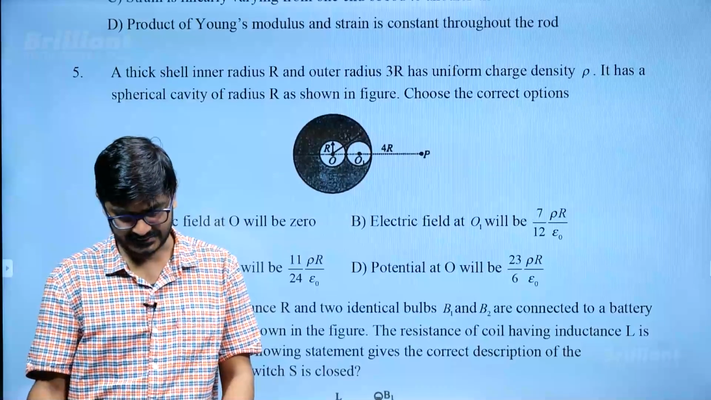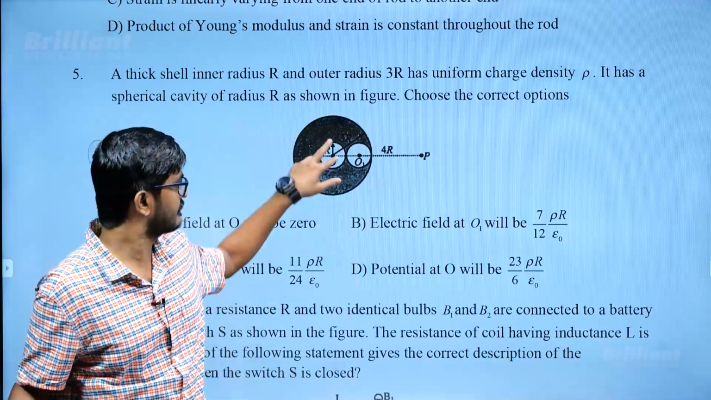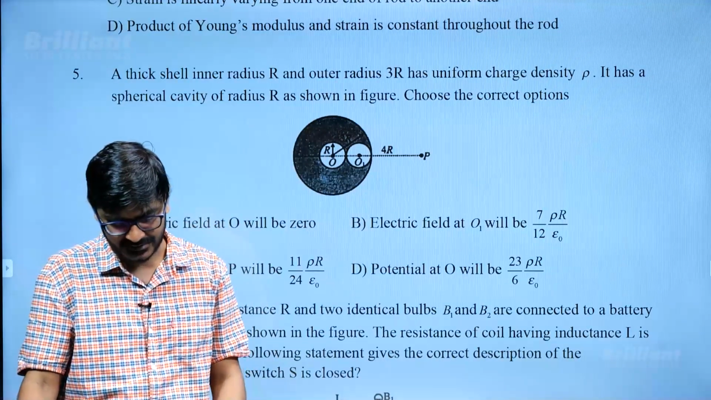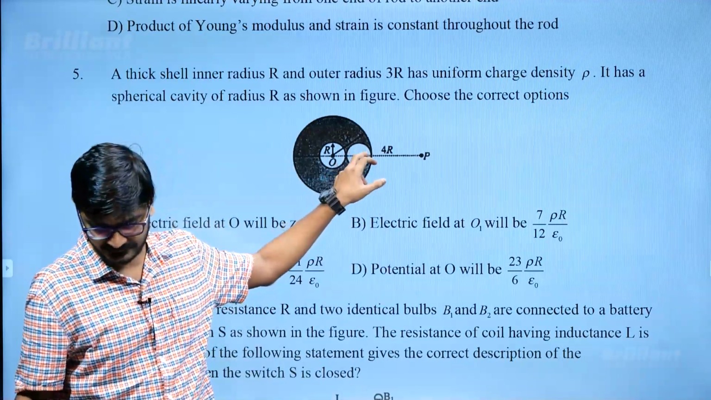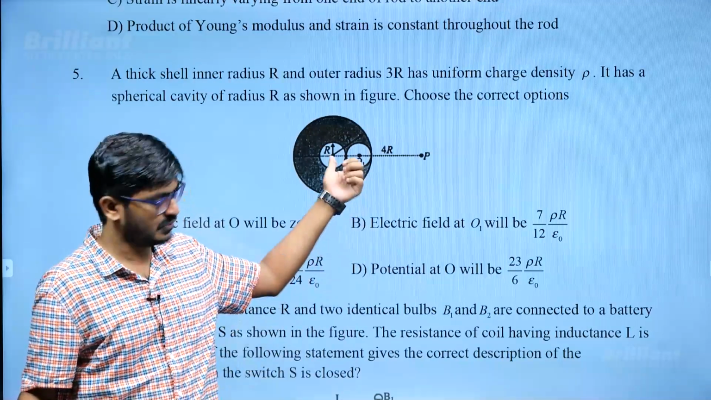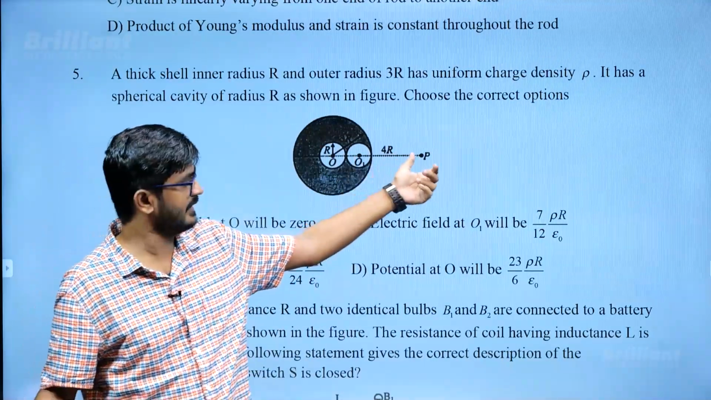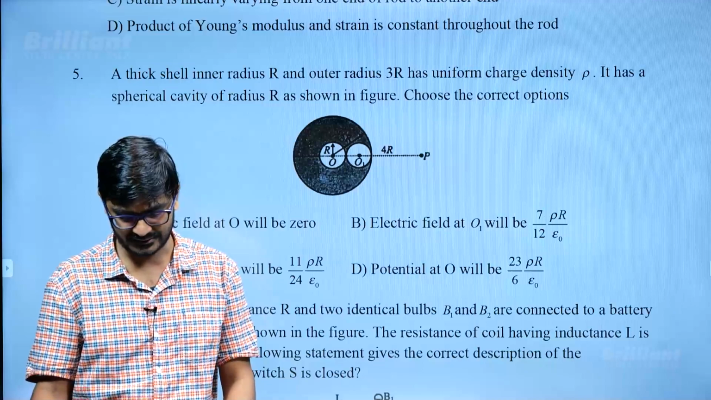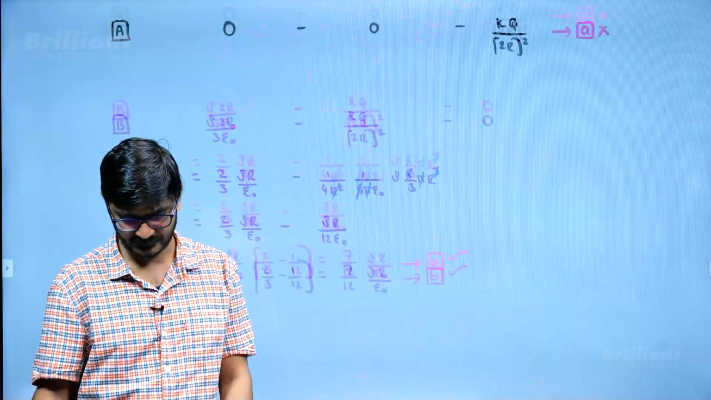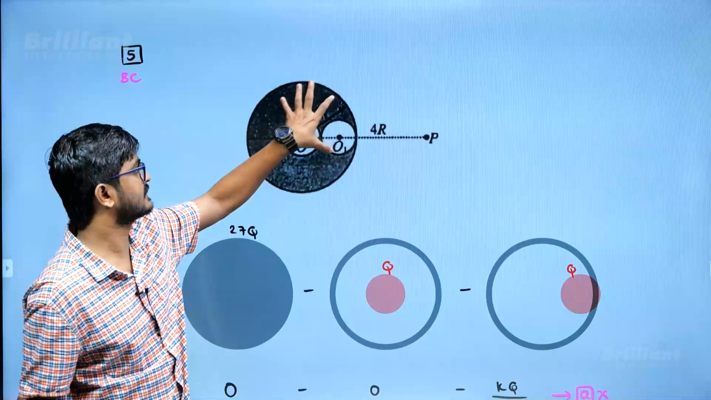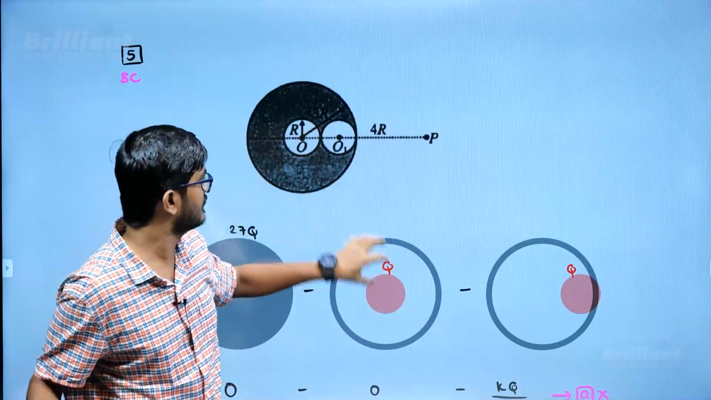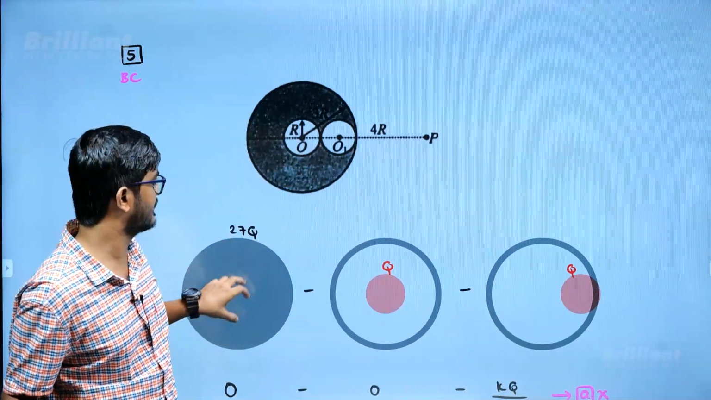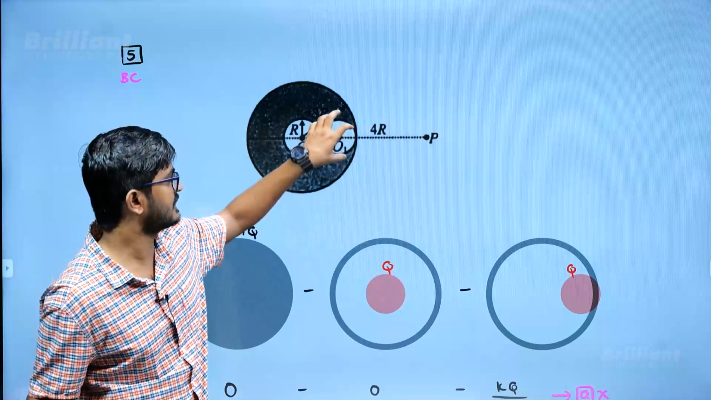Going to the next question: a thick shell of inner radius r and outer radius 3r has a uniform charge density rho. It has a spherical cavity of radius r as shown in the figure. Choose the correct options: field at O, field at O1 and field at P, then potential at O. For all these questions, we will be looking at this figure like this bigger sphere minus this smaller sphere minus this smaller sphere. So if you want to find the field here, you need to find the field because of the bigger sphere and subtract the field because of the smaller sphere and subtract the field because of the smaller sphere.